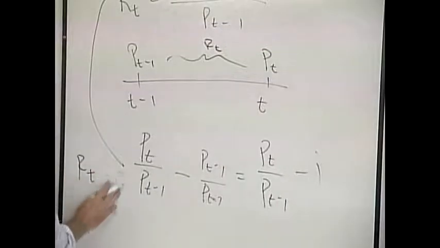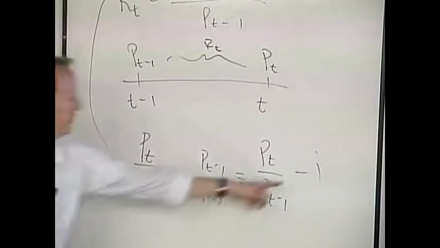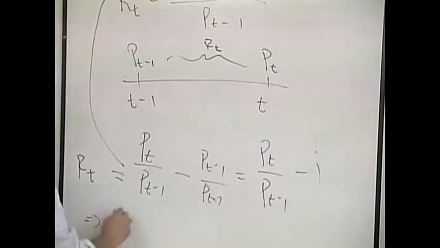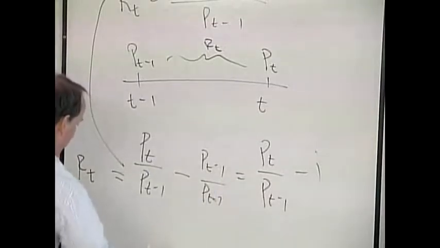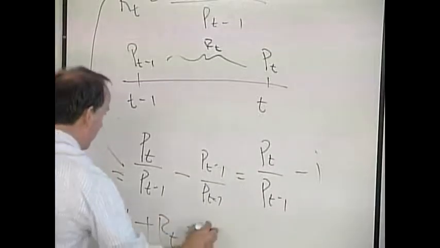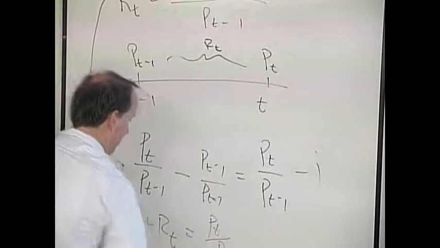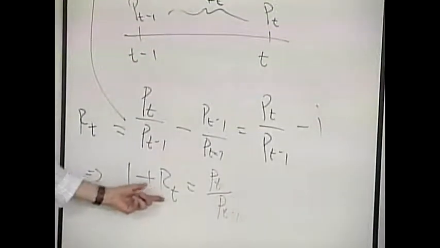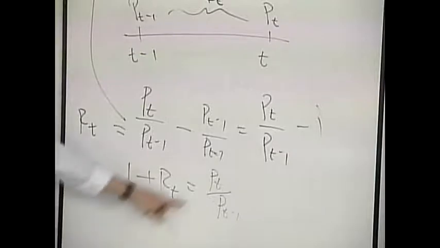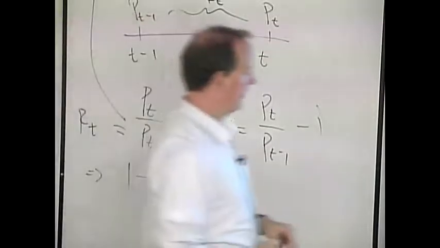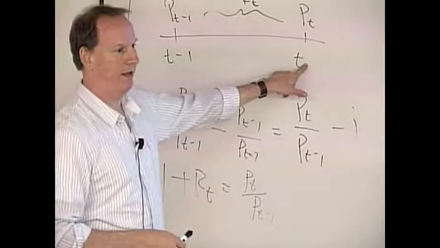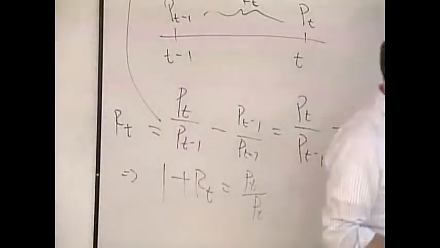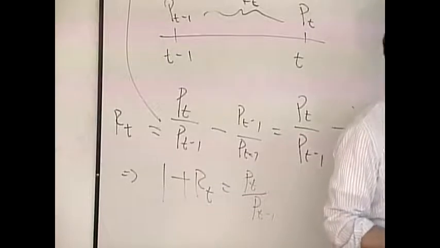So R_t is equal to this, and then we can take this minus 1 to the other side and write 1 plus R_t is equal to P_t divided by P_{t-1}. So 1 plus the rate of return is called the gross return, and this is then just the ratio of prices. You can also think of this as the future value of a dollar. If I have $1 invested at t minus 1, how much does that $1 grow after 1 month? It's equal to $1 plus the interest rate on $1, 1 plus R_t.